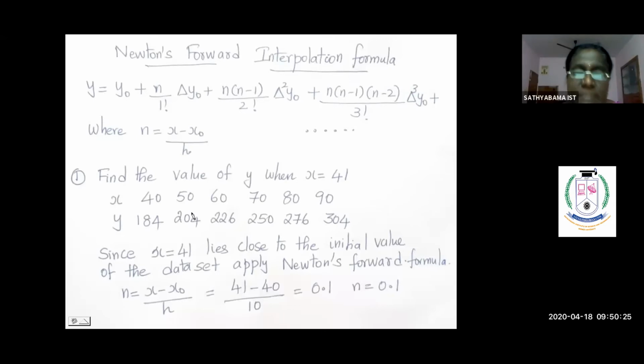Where it lies, close to initial or close to end. Close to initial means Newton forward. Close to end means Newton's backward. So now we have taken a problem under Newton's forward interpolation formula.